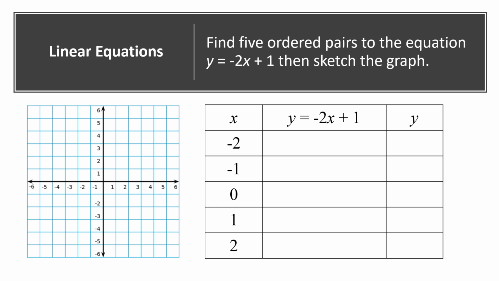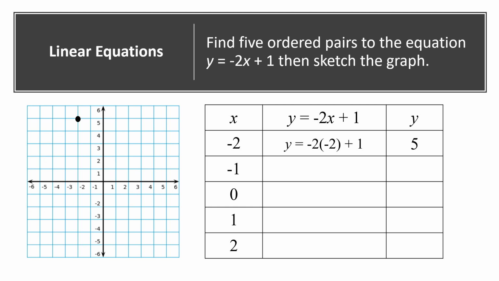We substitute negative 2 in for x in the equation. Follow the order of operations. Negative 2 times negative 2 is a positive 4, plus 1, and y is 5. So the ordered pair is negative 2, 5. Plotting that on our graph would give us this point right here.